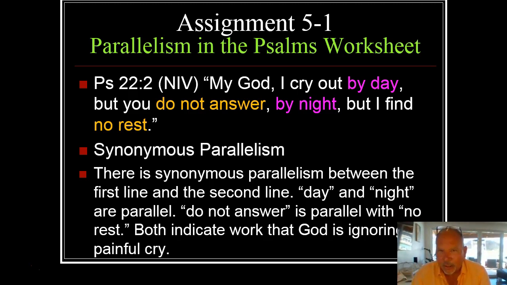So those 2 are synonymous. They might even be antithetical if you want to argue that. But they're saying essentially between the 2 that I cry out by day, you do not answer by night, meaning always. So they're synonymous in that they're trying to tell us that by day, by night, doesn't matter, all 24/7, there's a problem. And so they're parallel. And then we find do not answer is parallel with no rest. So both indicate that God is ignoring a painful cry of the Israelites.